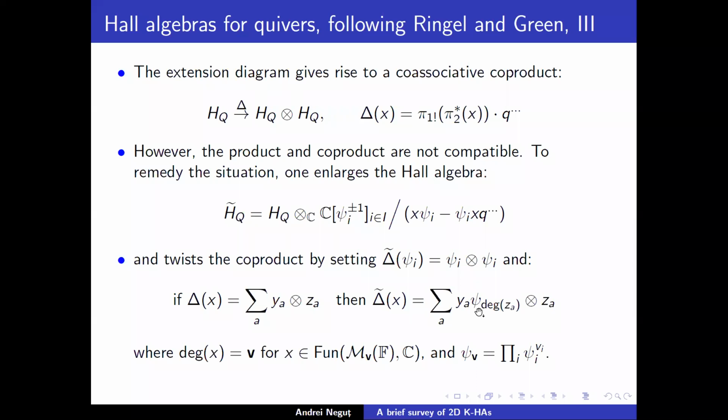Okay. Well, you have here on the bottom the rigorous definition of what psi deg ZA is. I mean, it's just a product of psi's. And then if you do that, the coproduct delta tilde and the product become compatible. So you have a bialgebra. And the map I from the quantum group into the whole algebra becomes an embedding of bialgebras.